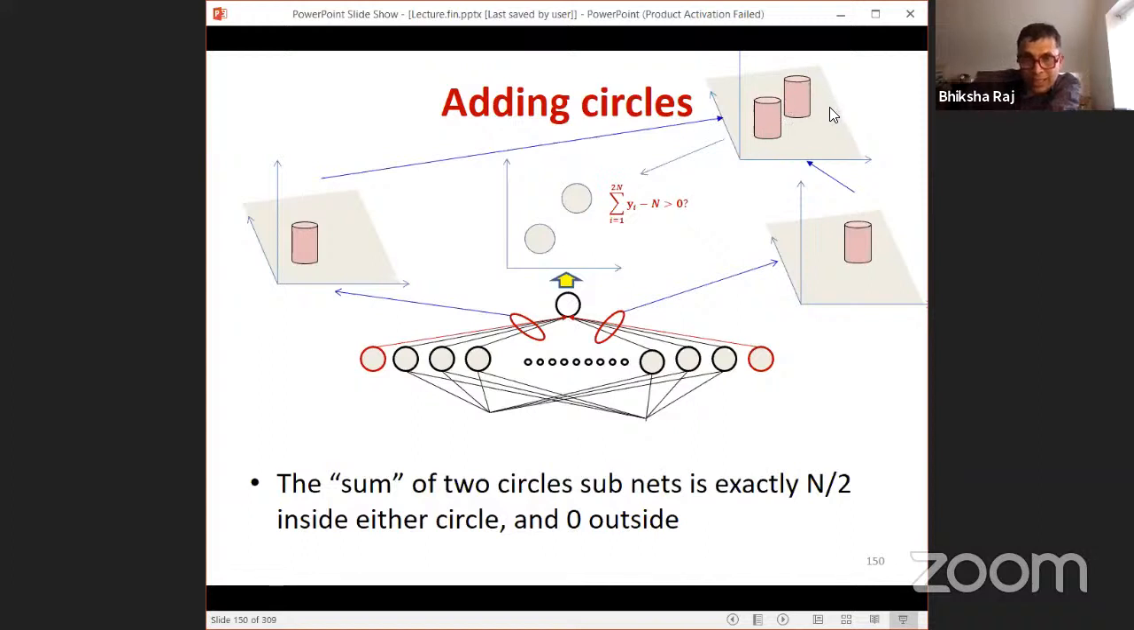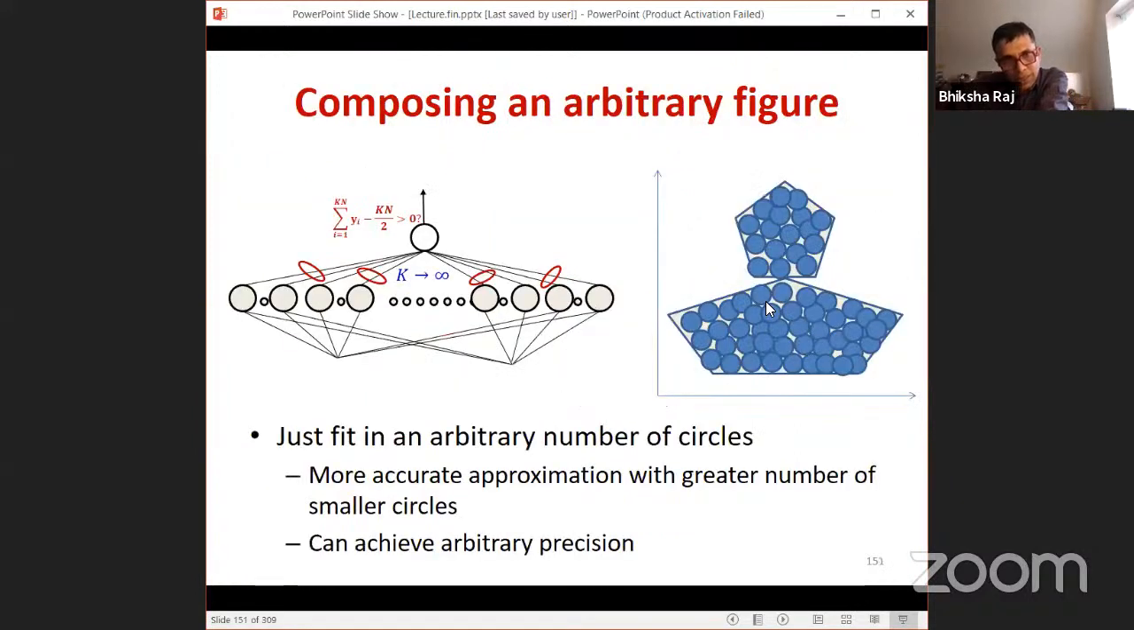Two distinct cylinders that don't interfere, because within this cylinder, this guy has output zero, and within this cylinder, this guy has output zero, right? And now if I apply a threshold of n over 2 over here, the decision boundary is going to look like two circles. And so, in general, this should not be k, this is just n.